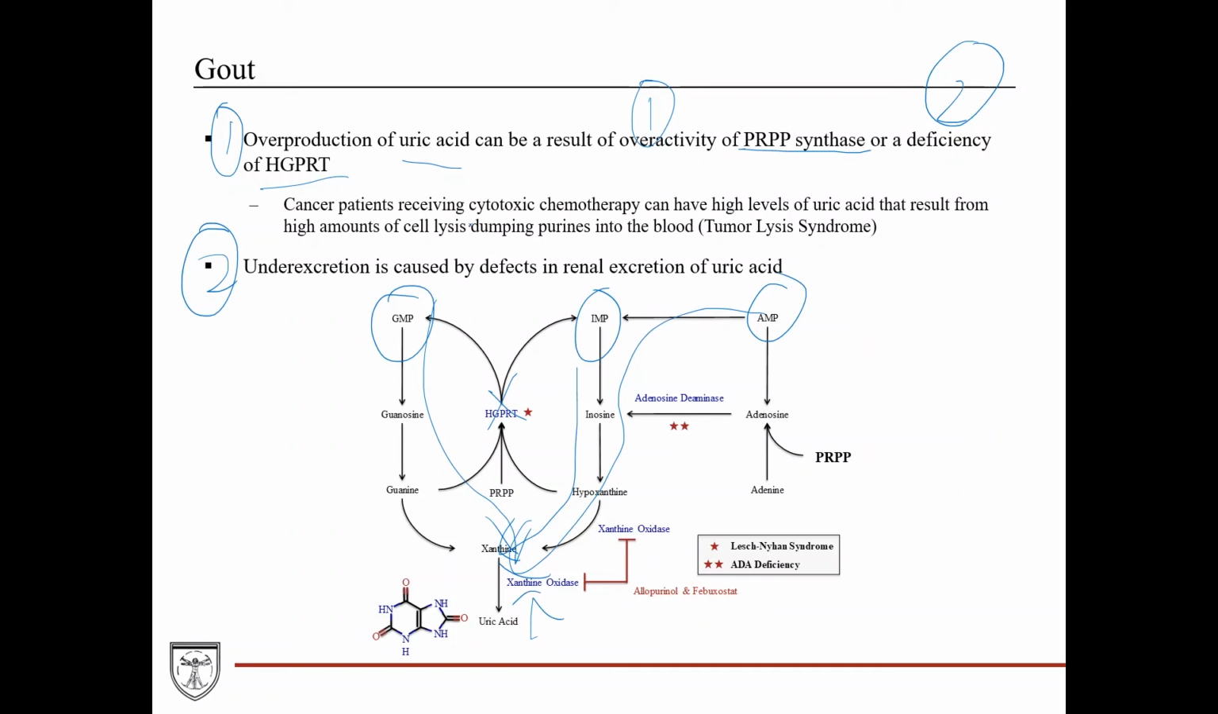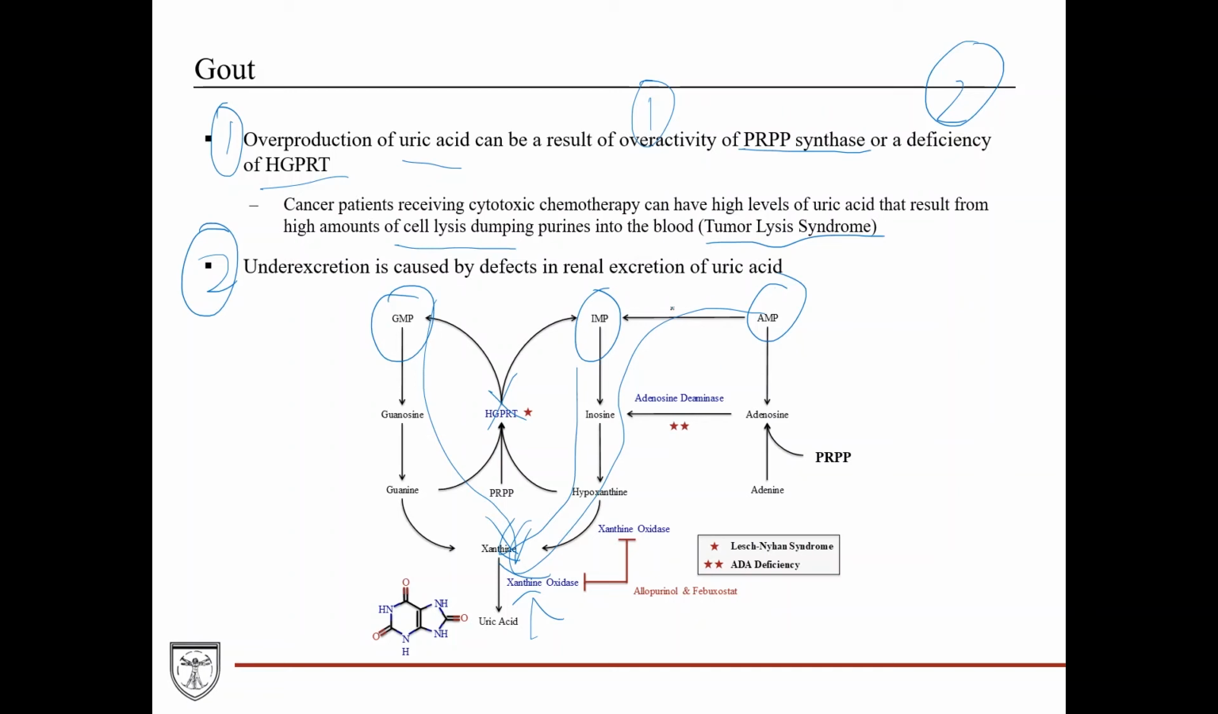The other thing is cancer patients that are receiving cytotoxic chemotherapy, those drugs that really focus on rapidly dividing cells. They result in killing a lot of cells. And so what happens is you have high levels of uric acid in the blood, and this results from high amounts of cell lysis that are essentially dumping these purines into the blood. This is what's called tumor lysis syndrome. You can see this in a variety of different cancers, but commonly you'll see it in cancers such as leukemia.